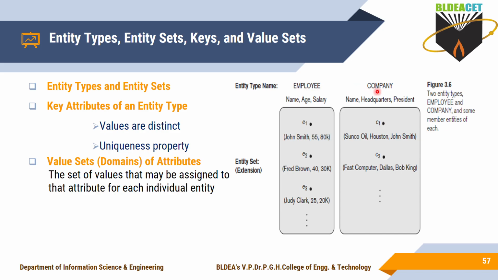In the same way, company C1 and C2 are the entities. These two share these attributes: name, headquarters and the president. These are the attributes. The C1 and C2 entities both share the same or common attributes.